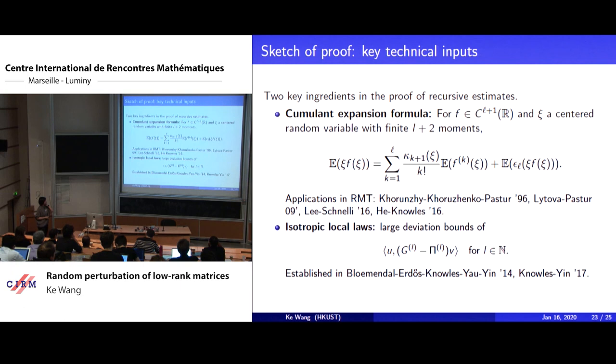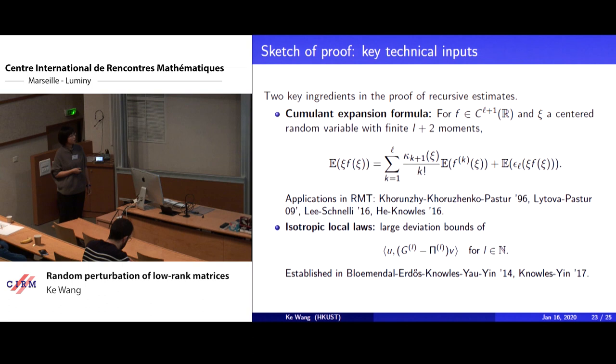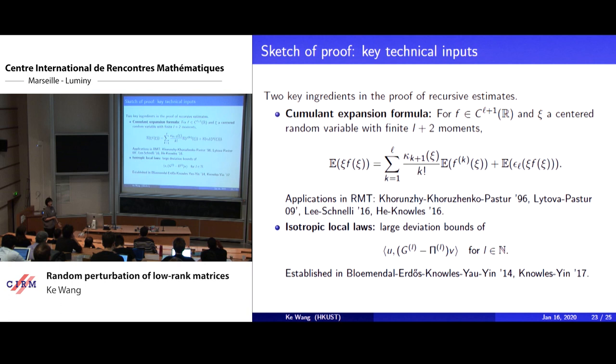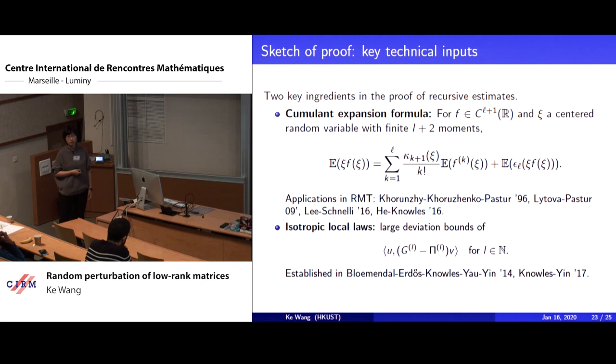Another important ingredient is that our proof is based on the establishment of the isotropic local law. It provides very nice, precise large deviation bounds for quadratic forms u^T (G − Π) v, where u and v are arbitrary deterministic unit vectors. This result is proved in a paper by Bloemendal, Erdős, Knowles, Yau, Yin, and can also be found in Knowles and Yin's paper. This will help us extract useful information and efficiently control those error terms. So that's all about the proof.